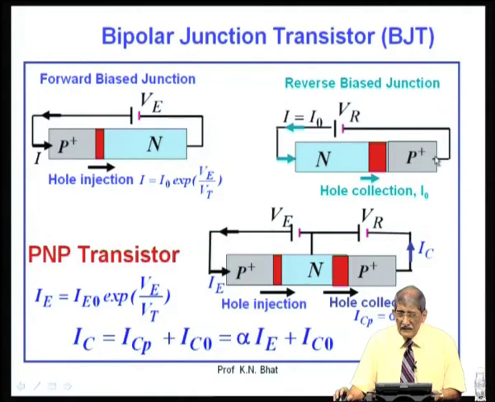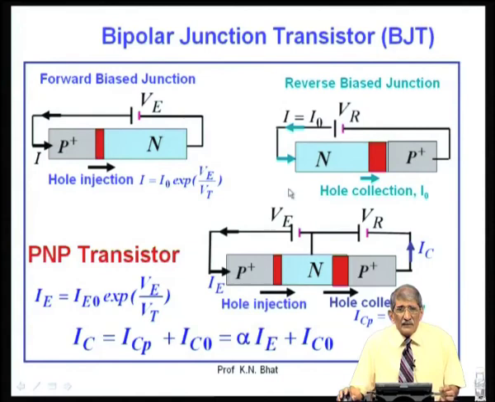Now, as I was iterating time and again, if I have a large number of holes here, that will give rise to more current. Now what I will do is merge this n type region and n type region, so that I have p, n and p, and reduce the length of the n region to a very small width, like 1 micron or 2 microns.